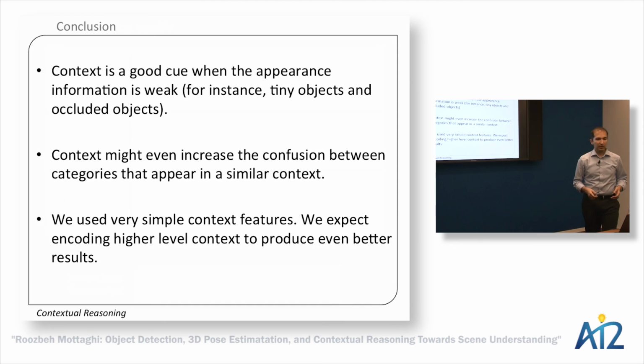And sometimes context is confusing, so it can increase confusion between semantically similar categories. For example, bicycle and motorbike appear in the same context, so using context might even increase the confusion. We use very, very simple context features, so we expect that encoding higher level context information can improve the results.